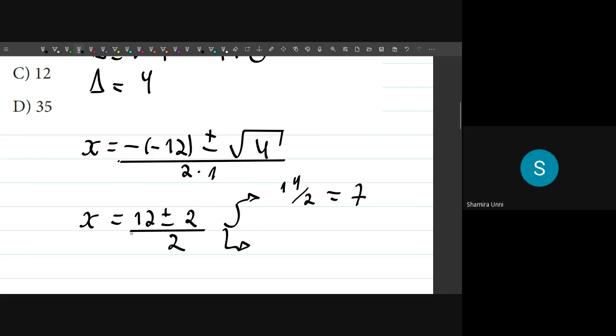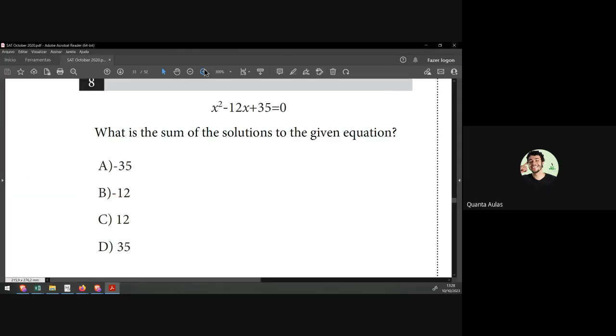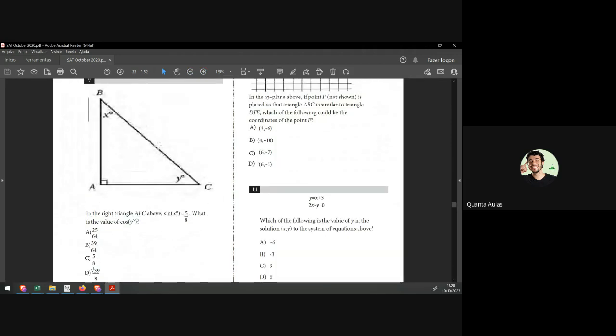14 over 2 is 7. Oh, I put minus 12, but it was already minus 12, so it has to be... Yes, minus with minus is plus, right? And here we have 10 over 2 is 5. So 7 plus 5 is 12, okay? Yeah, let's go to the next one. Pay attention with the signs. The signs are easy to get wrong, okay?